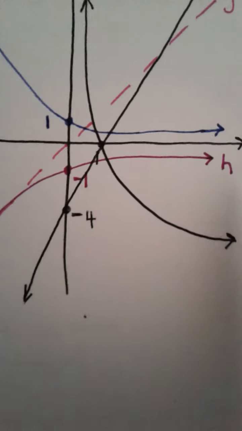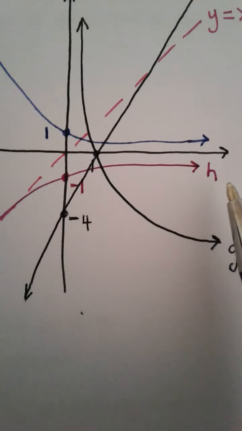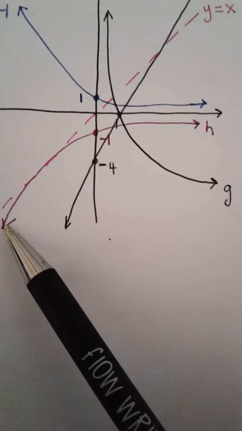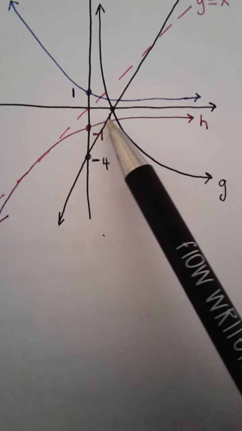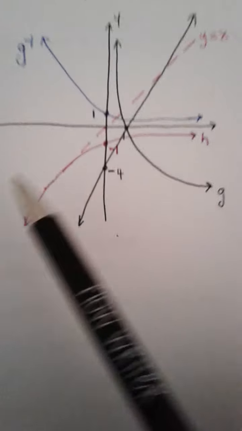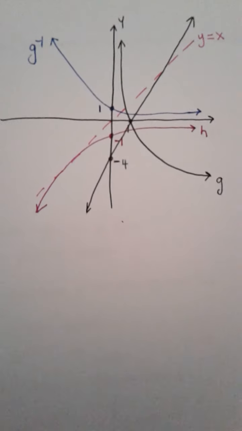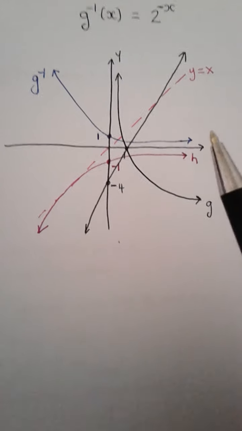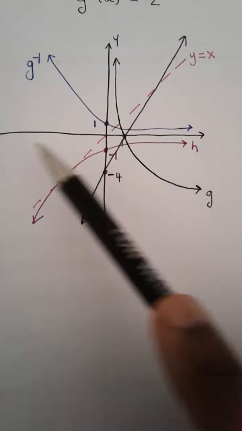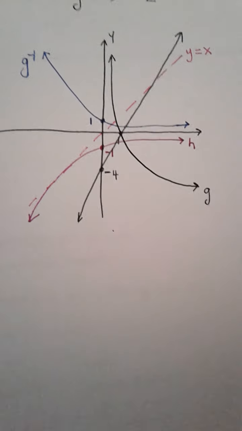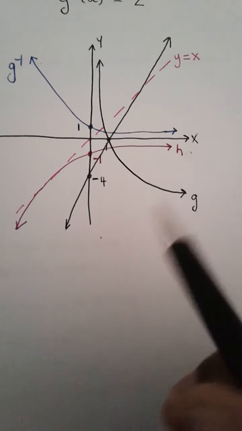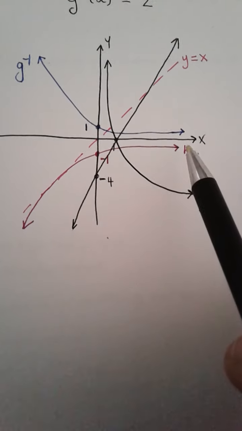What color did I use here? Purple. It's this purple graph. If you look at the y values that this purple graph is attaining, they're all negative y values, because it's always below the x-axis. It never has a y value of 0 because the x-axis is its horizontal asymptote.